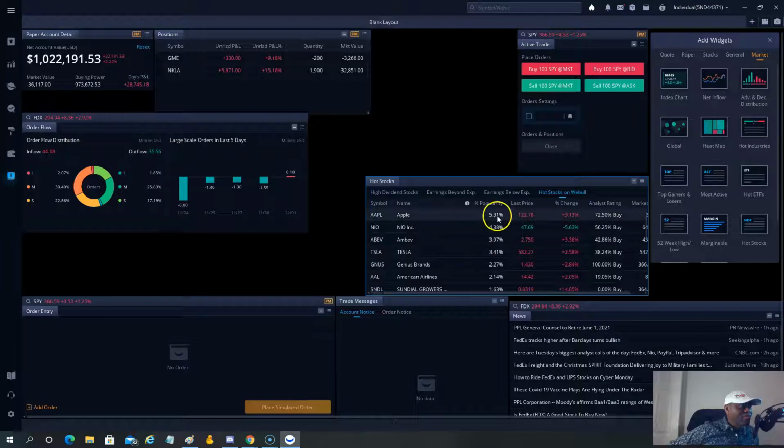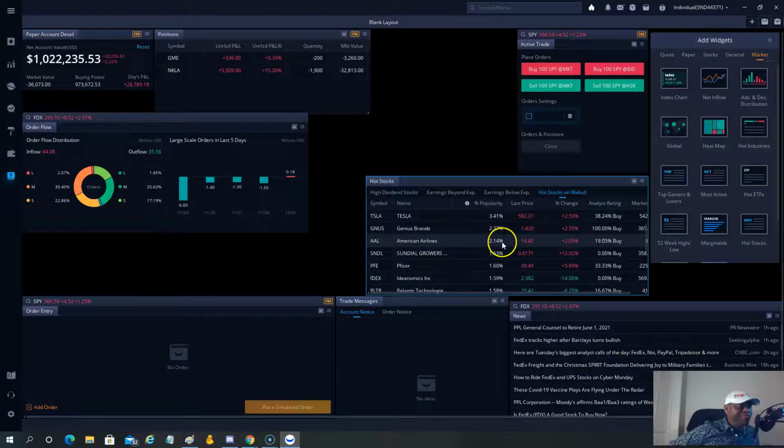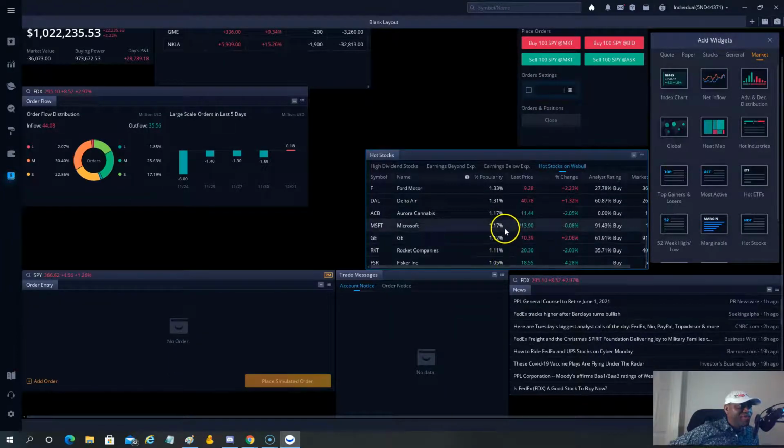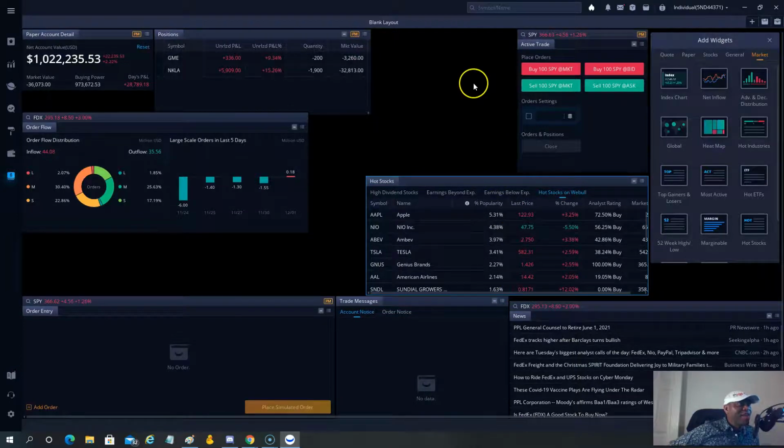You can rank it by percentage popularity calculated based on the trading activity of Webull clients. The more clients purchase and hold the stock, the higher the percentage. So these are the stocks that are popular. What a surprise, Apple. Apple is moving this morning. So you get the idea of this layout.